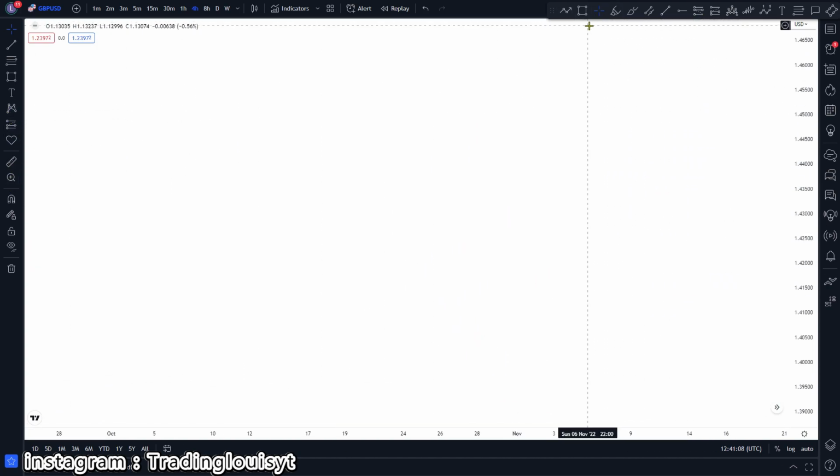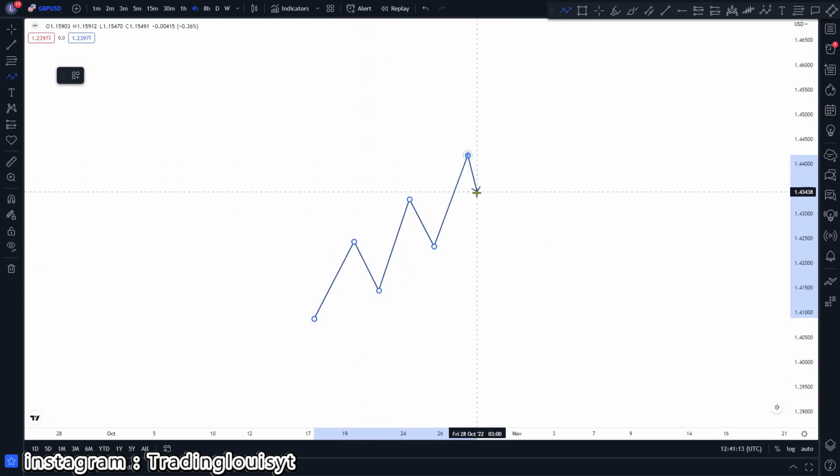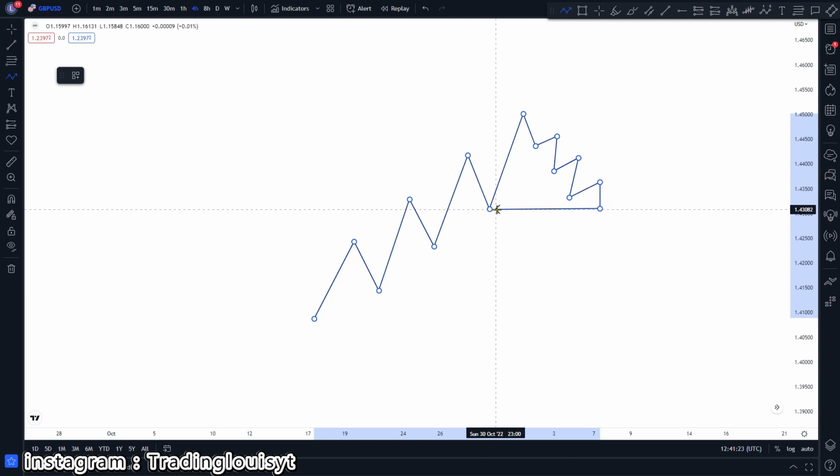So we have our market structure to the upside. Say this is a 4-hour time frame. Then on a lower time frame, we have this movement downwards. This movement is trading into our demand zone, which would be around this point.